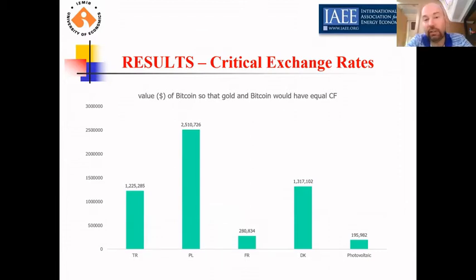And here is our main result. The title of our study is, after all, the critical exchange rate. So what should the value of Bitcoin be so that Bitcoin and gold production would have identical carbon footprints per unit value? Depending on the location or the quality of the energy mix, obviously the answer would change. But if you look at the value that corresponds to the photovoltaic panels, it says approximately $196,000. That is how expensive Bitcoin should be so that its environmental impact or its carbon footprint would become equal to that of gold.